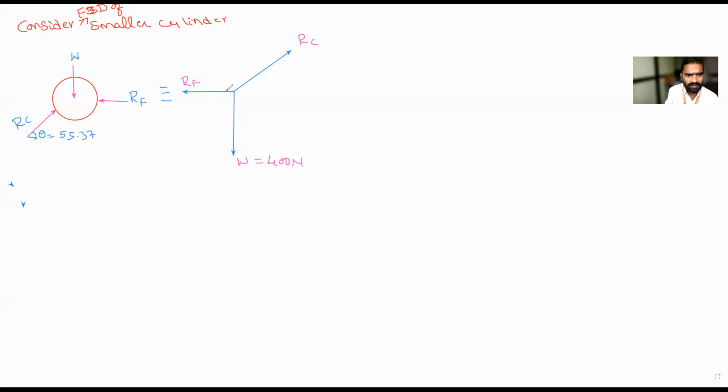So what is this angle? 90. This RC is making an angle theta with respect to horizontal. That is 55.37. I want the total from here to here, plus 90. So 90 plus 55.37 is 145.37. RC is making theta with respect to horizontal. Theta is 55.37, plus the 90 here. Then the remaining angle is 360 minus these two.